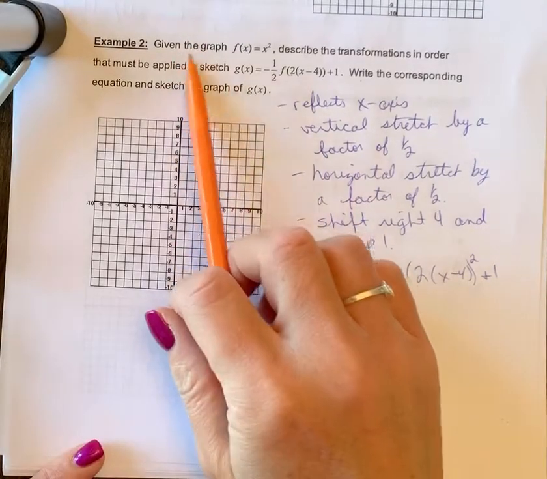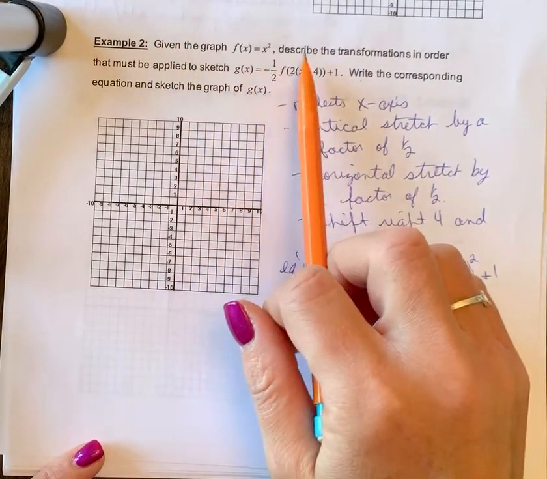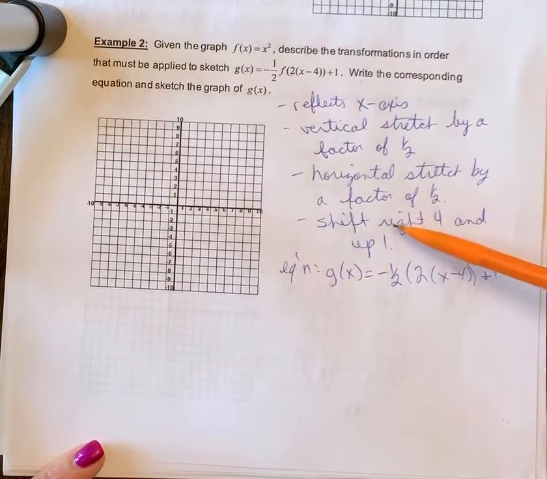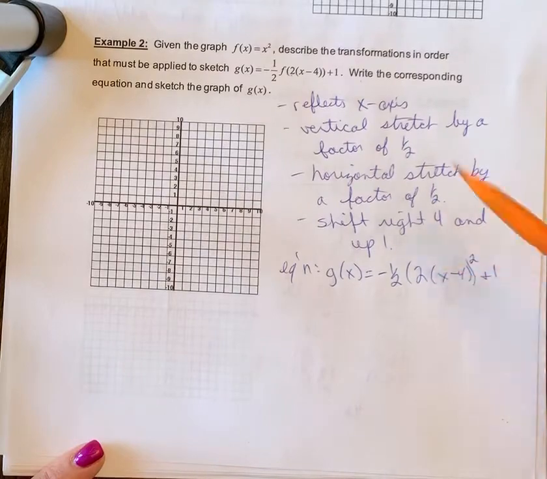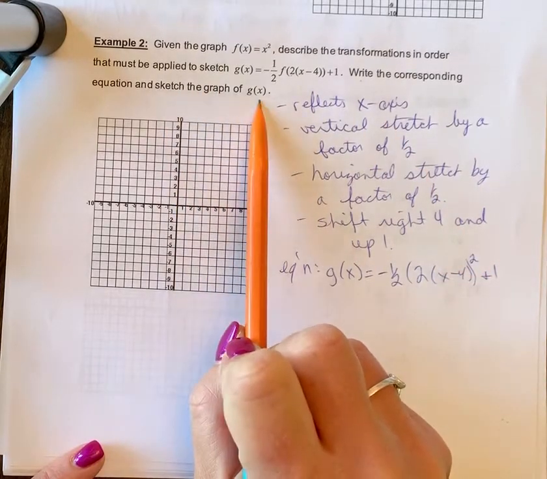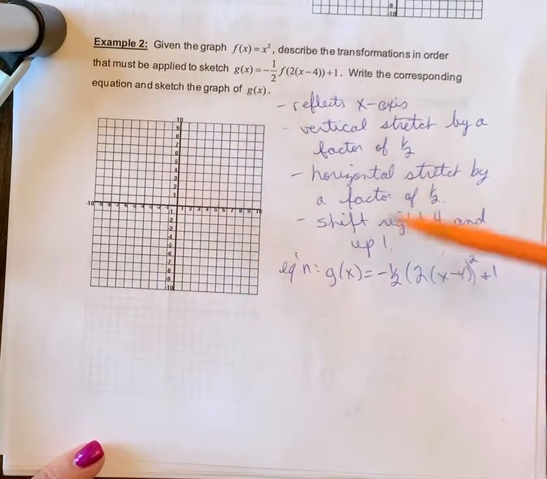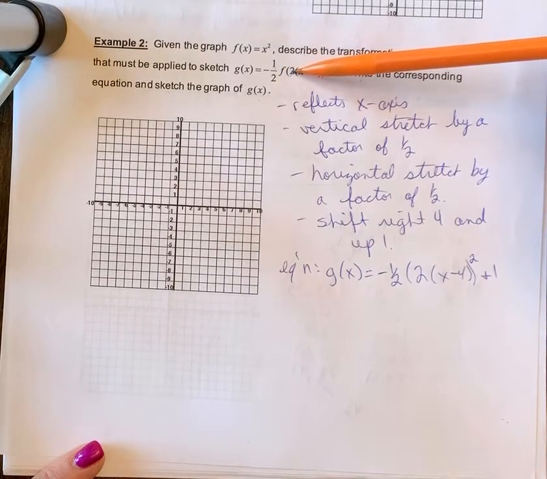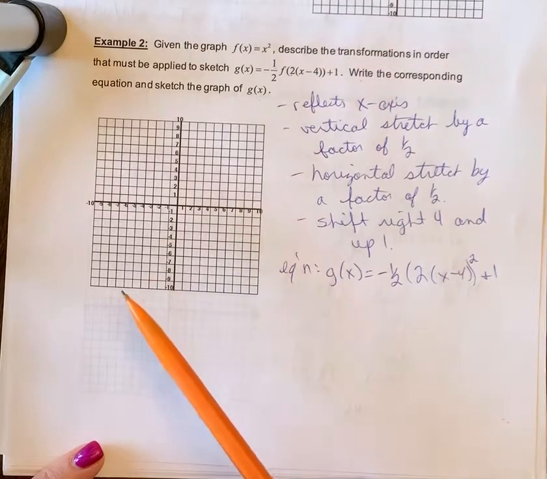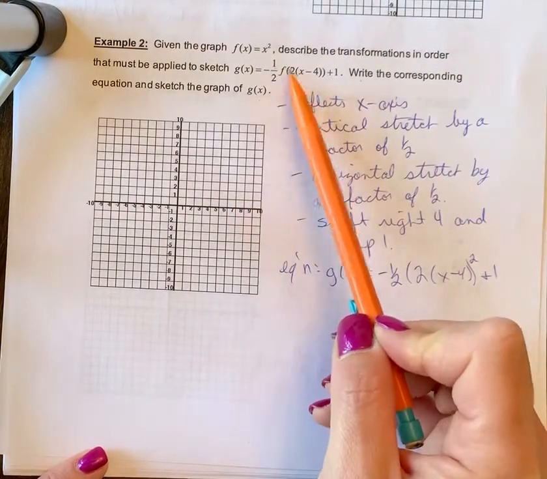Example 2, given the graph of f of x equals x squared, describe the transformations. We have done that in the previous video. And then write the corresponding equation. We've done that. So we now want to sketch the graph of g of x. To do that, because I've got a lot of reflections and transformations and I need to do mapping notation, I need to list some coordinates to apply those stretches and reflections.